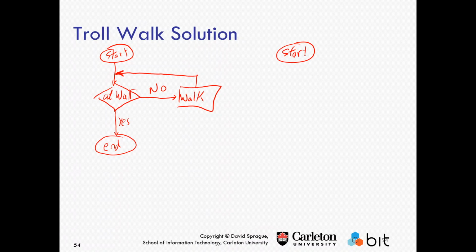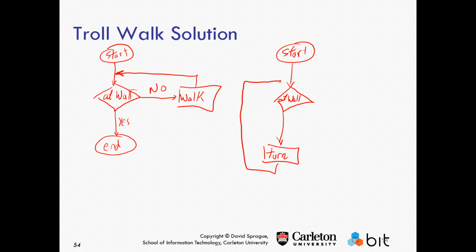So I have my start. All right, I'm going to check again. And I apologize for my handwriting in this case. I'm checking to see if I'm at the wall. Okay, if I'm at the wall, by the way, there is no end state here. That's sort of the point. So then I can loop around here, go back here.